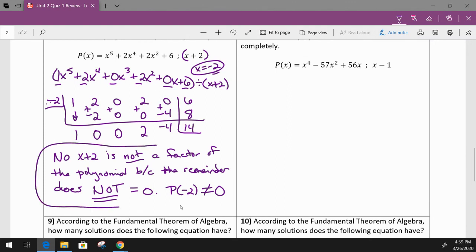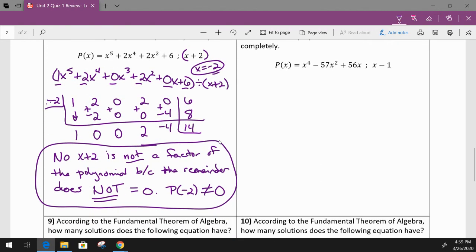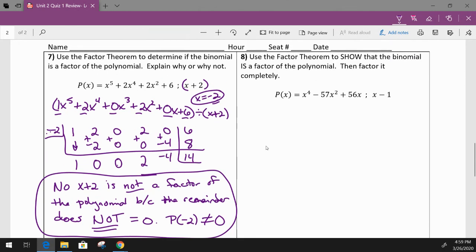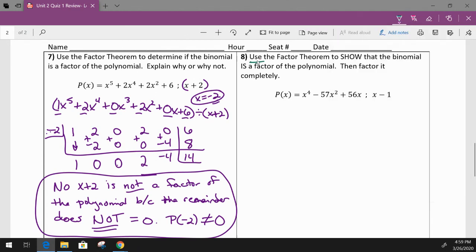So that whole thing is basically my answer to the question, and it explains why and or why not. All right, so the next problem is similar, but this time it says to use the factor theorem to show that the binomial is a factor of the polynomial. So this is telling us now it should equal 0. Then factor it completely. So we are going to be factoring this polynomial completely.